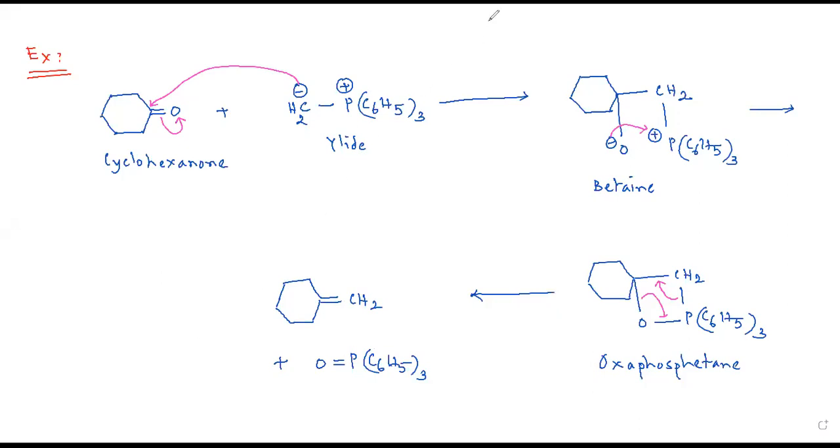Look at this. It's very easy to write the product when you have the keto or the carbonyl group in the line. You just replace this oxygen by the CH2. Simple. Whatever is connected to carbon in the ylide actually replaces the oxygen. So that is how the product can be written simply.